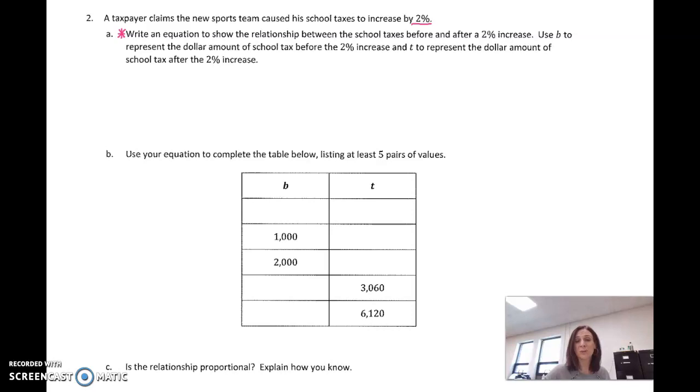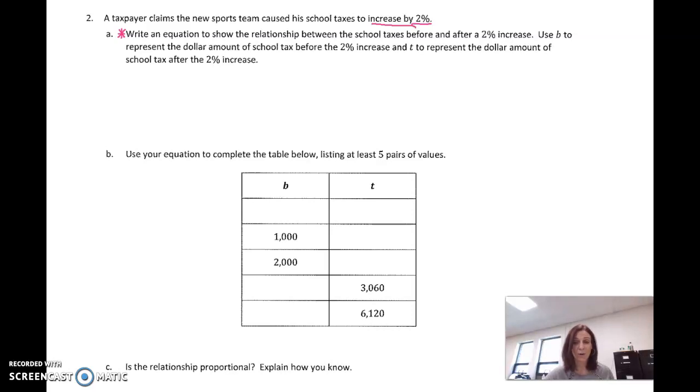To show the relationship between the school taxes before and after a 2% increase. So again, we want an equation. Whatever your taxes are based on, we can plug that in. So even if your total is different than mine, we can figure out how much our total tax cost is going to increase. So I'm not going to worry about the values here, but we're increasing 2%.